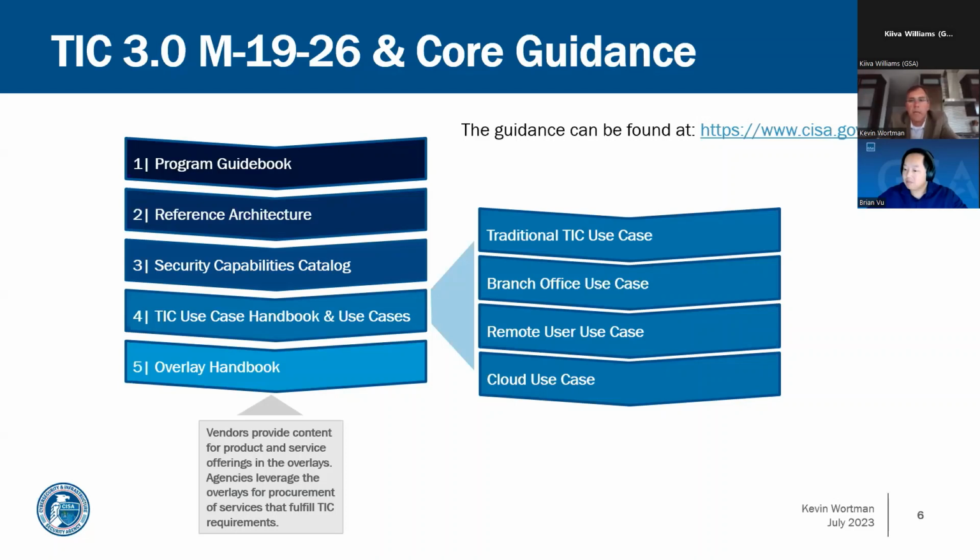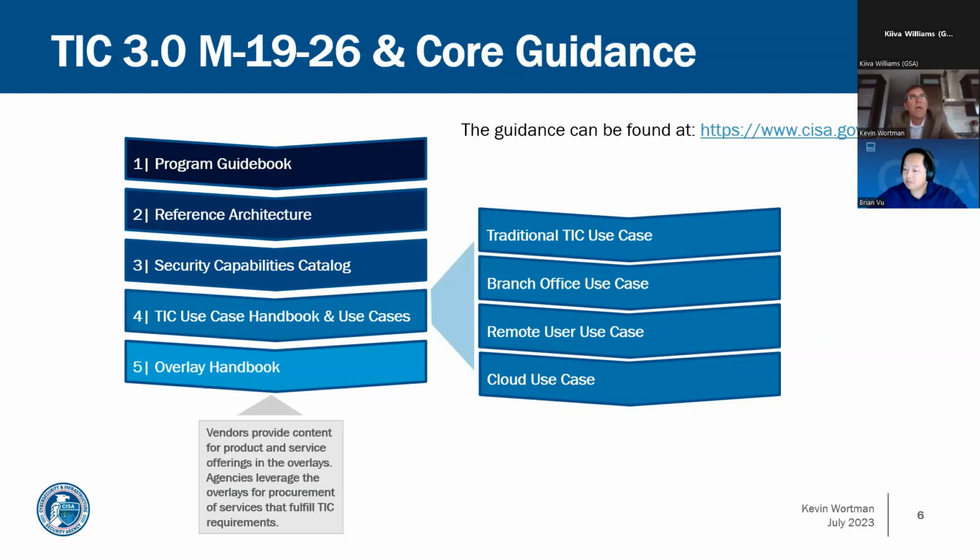So the program guidebook begins to explain the concepts and ideas behind TIC 3.0, and then the reference architectures, policy enforcement points, things of that nature. The security capabilities catalog is a list of 117 capabilities that we want agencies to consider when they're building out their trust zones and their PEPs. And then we have the use cases, with the traditional use case, because we understood that some agencies will continue to have TIC 2 architectures, but then we also have the branch office use case, the remote user use case, and the cloud use case. And then our final volume is the vendor overlay, and we'll discuss more about that.